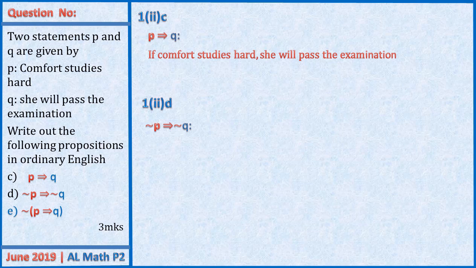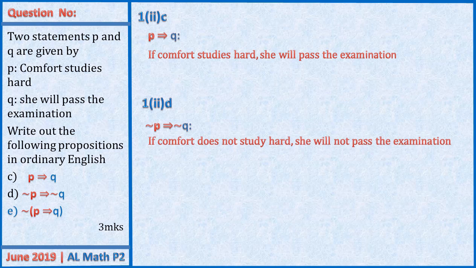The second one we have, the negation of P implies negation of Q. Actually, this is the inverse of a logic statement. So it is read as, if Comfort does not study hard, she will not pass the examination.